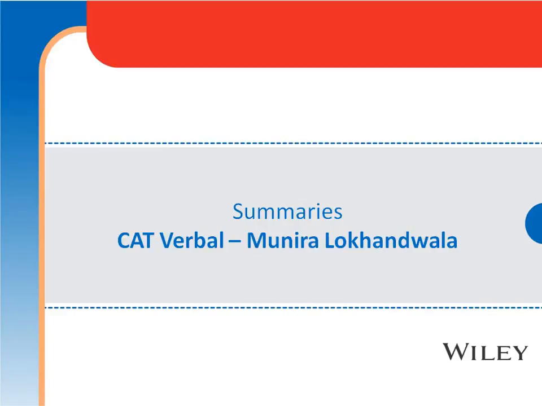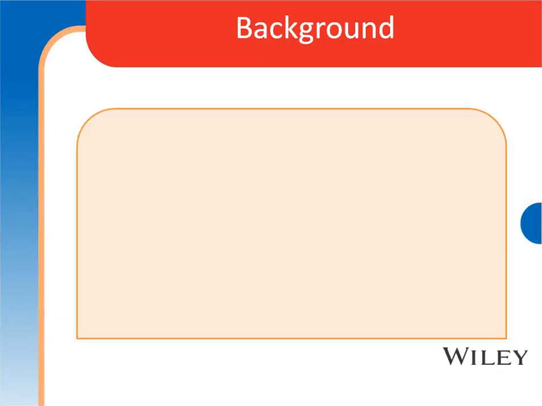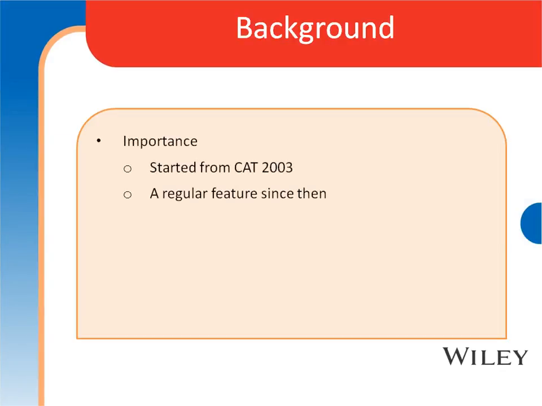Today's video will talk about the inception of summaries in the CAT and we will look at two questions which will help you understand the solving process. Summaries started from CAT 2003. Since then they have been regularly coming in the CAT papers, usually in sets of 3 to 4.